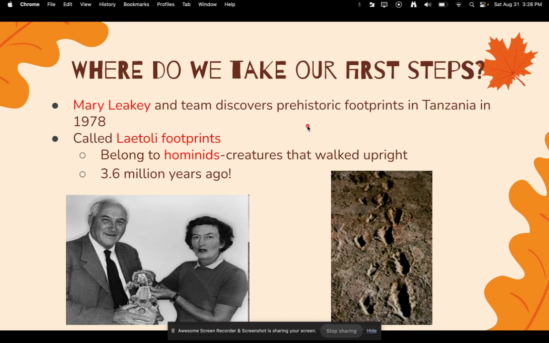We also have Mary Leakey and her team that discovered the prehistoric footprints in Tanzania in 1978. So here's the Leakey family, husband and wife, and here are the pictures of the footprints that they found. They called them the Laetoli footprints, and this belonged to a humanoid, meaning that it was a creature that walked upright, and they are 3.6 million years old.